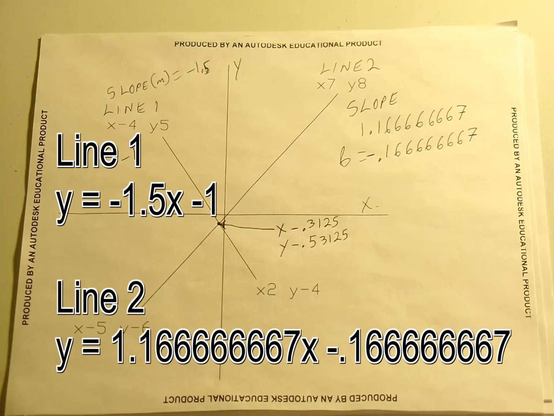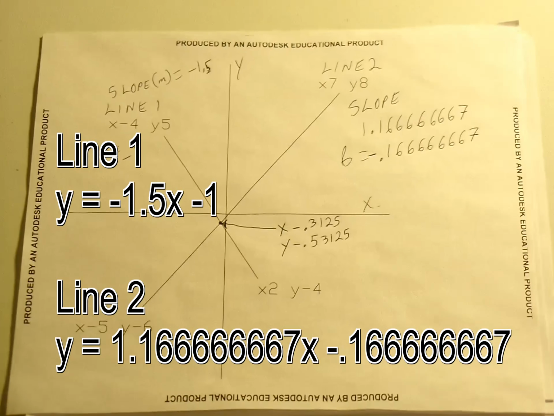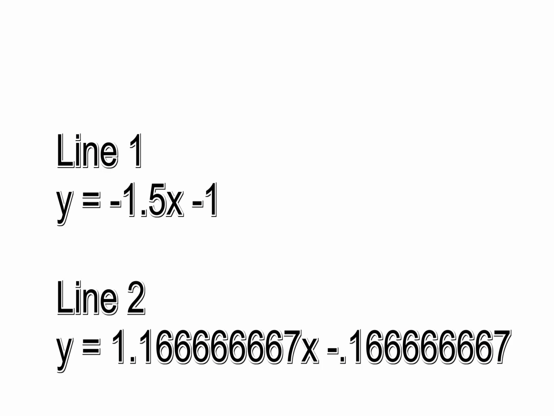So check out part 3, where we put the equation together and we calculate the exact intersection between line 1 and line 2. So right there we have the y-intercept and we have the slope-intercept equation.